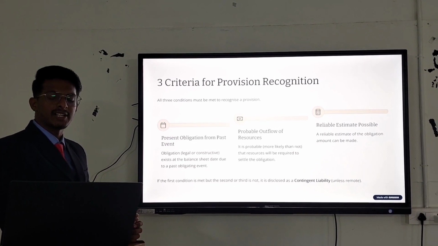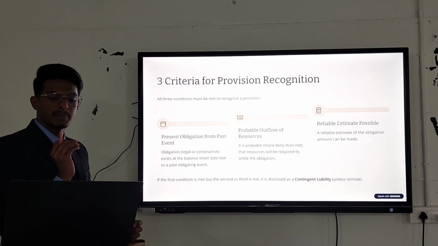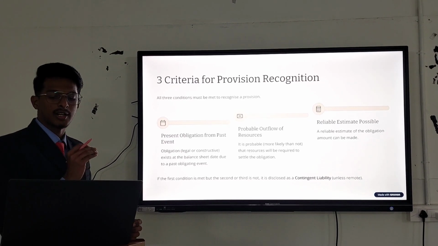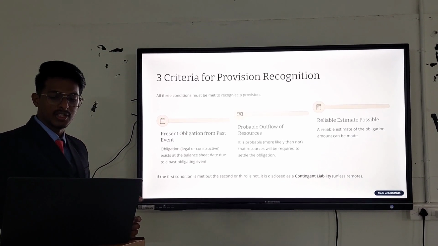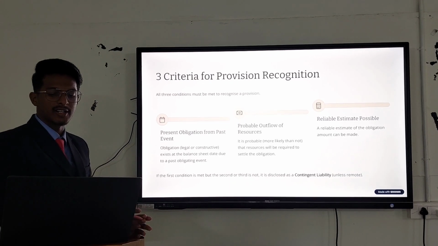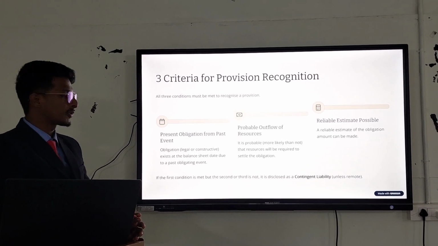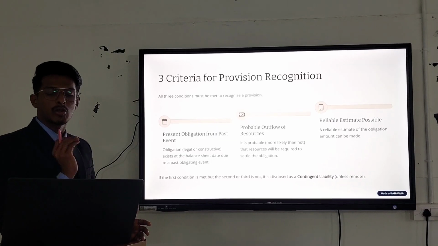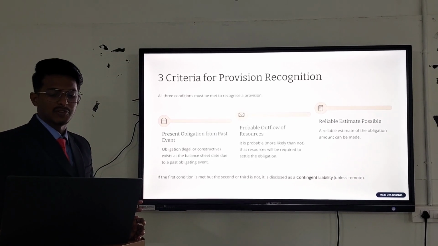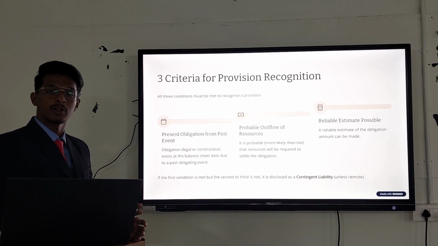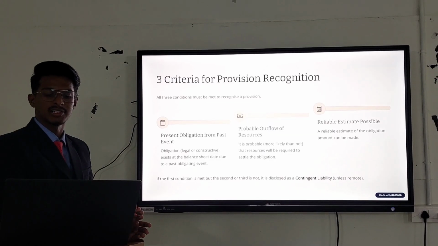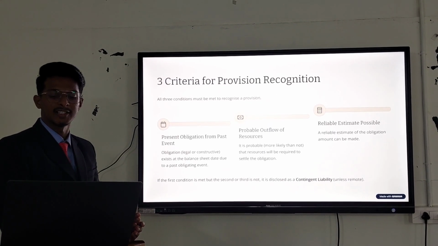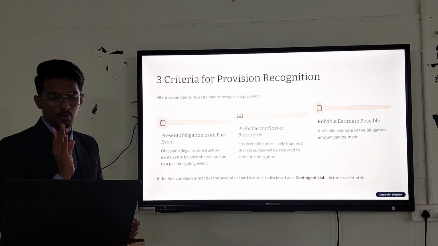The third condition, reliable estimate possible. The use of estimates is an essential part of financial statement preparation and it does not undermine reliability, even for provisions which are inherently uncertain. What you have to see is, if any of these three conditions is not met, a provision should not be recognized. If the first condition is met but either the second or third is not met, the matter is generally disclosed as a contingent liability unless the probability of outflow is remote.